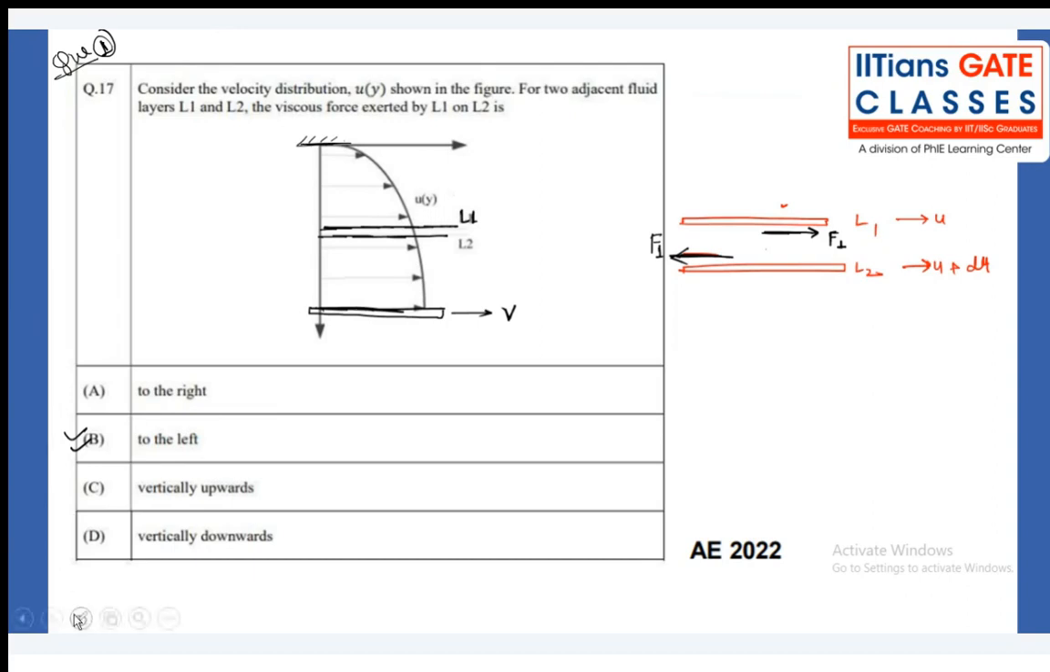Now we will try to understand one numerical. I hope you have noted down. Can I move to the next segment? The last question for today's session.